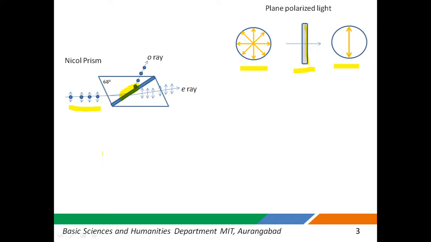The next thing that is important for the working of the Lorentz half-shade polarimeter is chirality. Chiral molecules are molecules which have a mirror image that is not superimposable on them. That means they show a non-superimposable mirror image. These chiral molecules have the ability to rotate the plane of polarized light.